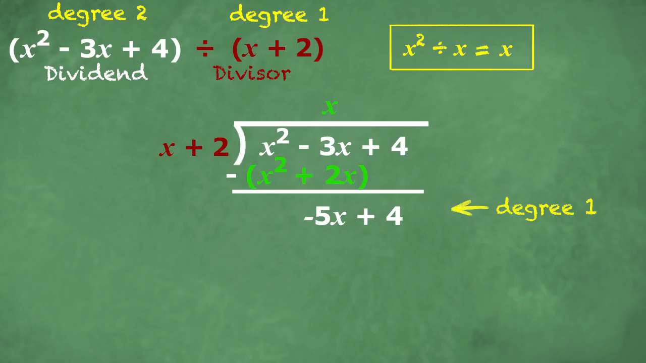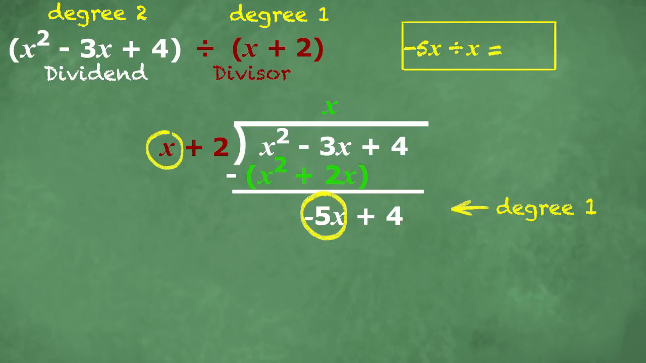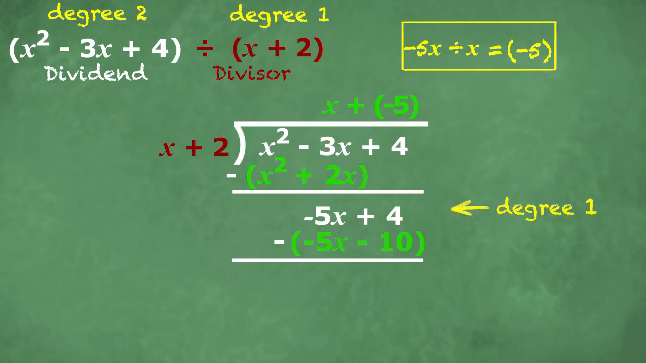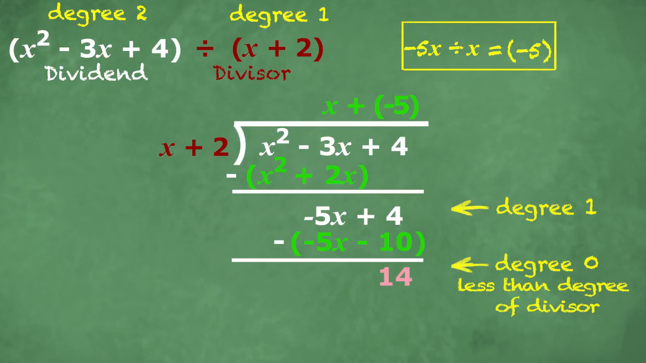This is a degree 1 polynomial, and it can still be divided by the divisor, x plus 2. Now, we need to ask what is negative 5x divided by x. Yes, it is negative 5. We write negative 5 above the long division sign. Next, we multiply negative 5 with the divisor, x plus 2, to get negative 5x minus 10. Similarly, we subtract it from negative 5x plus 4. We get 14, which is a degree 0 polynomial. 14 cannot be divided by x plus 2. This means the division stops.